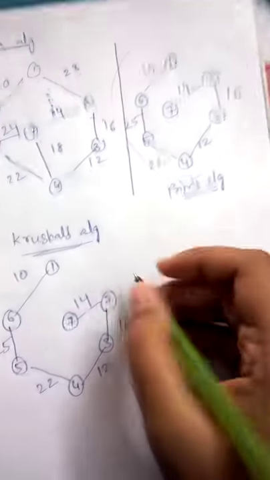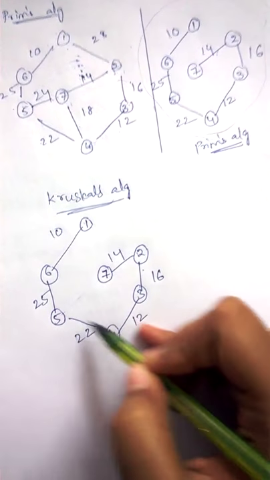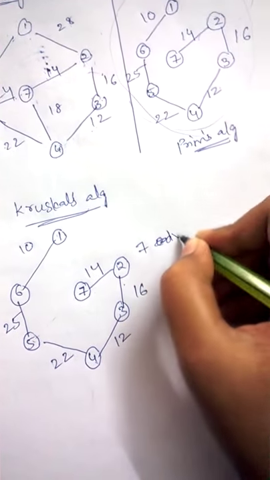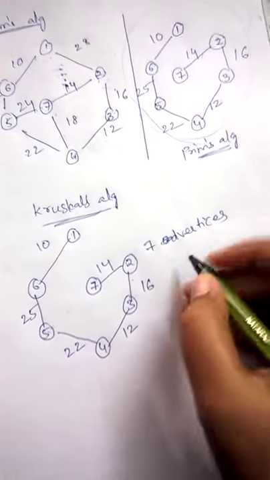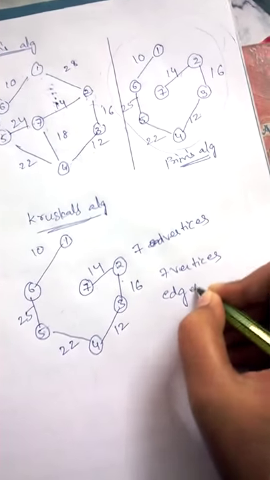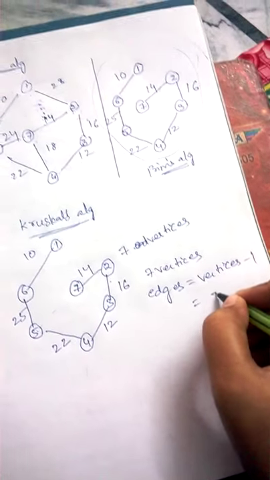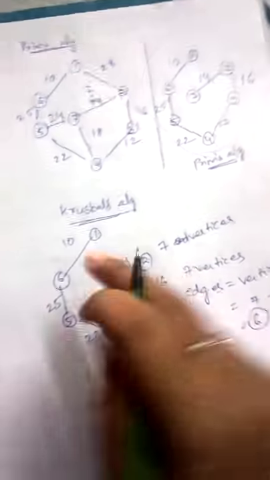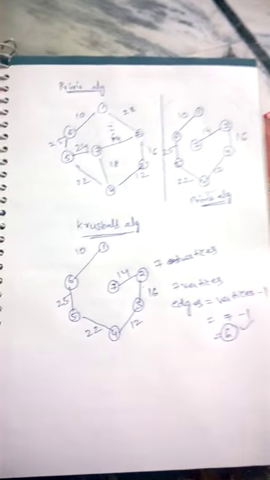Now let us see, there are 1, 2, 3, 4, 5, 6, 7 vertices. These points are called vertices. There are 7 vertices, and I already said the edge count should be vertices minus 1. Vertices is 7, minus 1 is 6. Now edges should be 6. Then it is correct: 1, 2, 3, 4, 5, 6. There are 6 edges, so this is correct.